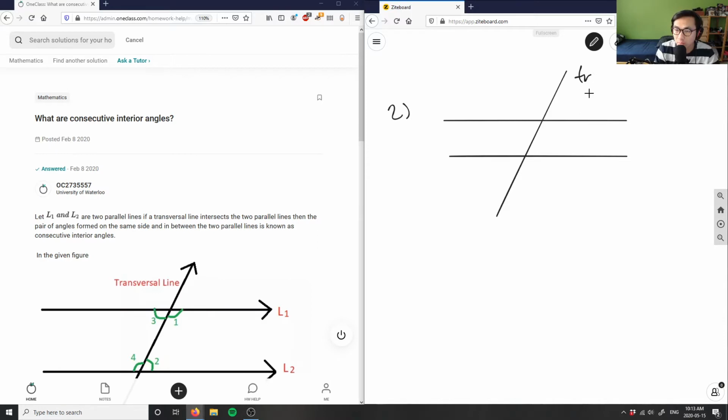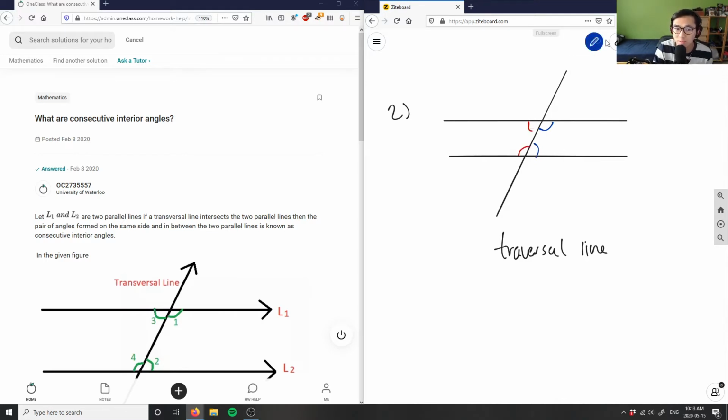Let me rewrite this here. So this here is a traversal line. And what this does is it's going to split my parallel lines, and I'm going to create angles using that. So I'm going to create basically this angle and this angle, and then also this angle and this angle.